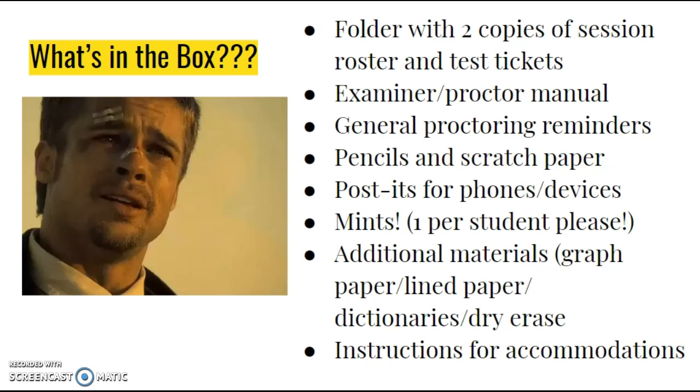All right, so my organization system are these red bins. So what is going to be in that box or bin? Lots of stuff. You're going to have a folder that has 2 copies of your roster for that testing session and your test tickets. Test tickets are smaller than last year. We're saving some paper. So they're going to be about quarter sheet. But those you'll have copies of, and we'll talk more about those later.